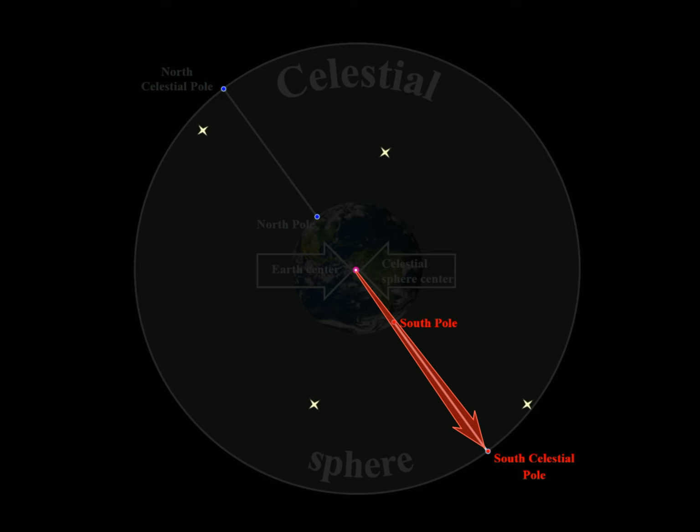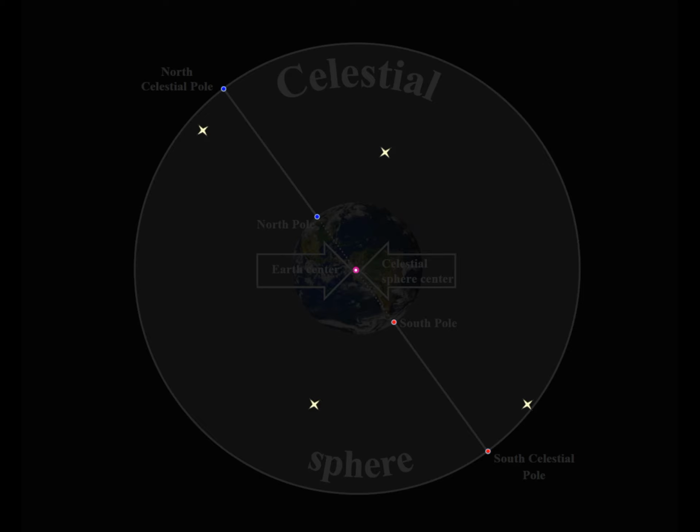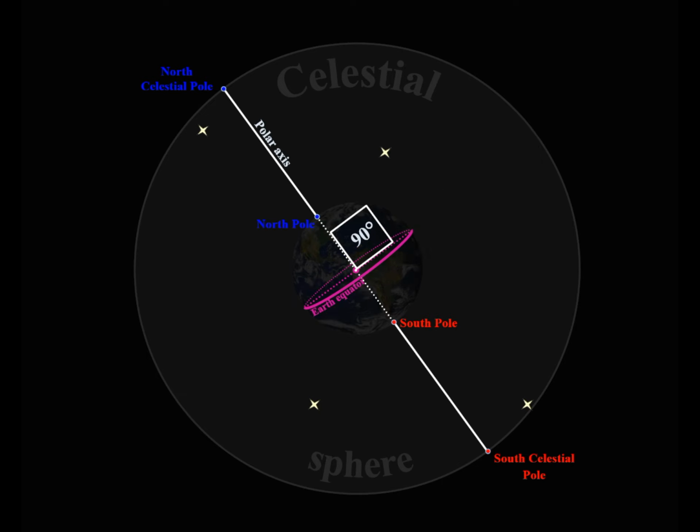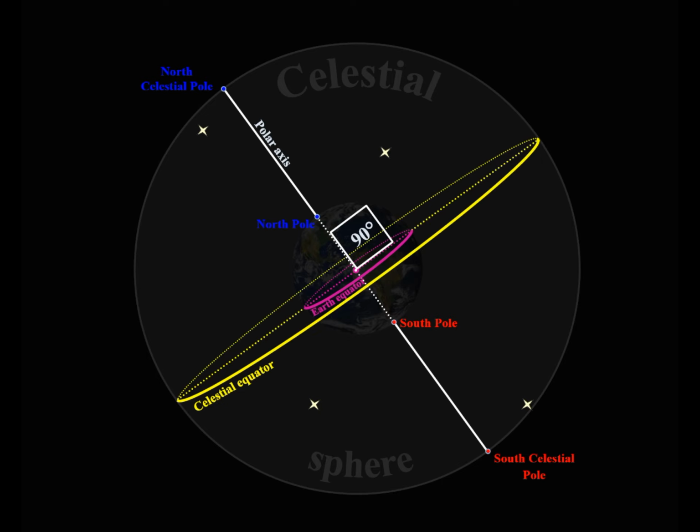North Celestial Pole, North Pole, South Pole, South Celestial Pole lie on the same line, called the polar axis. The celestial sphere has a celestial equator. The geographic equator and the celestial equator lie in the same plane and have a common center. The celestial equator is the projection of the geographic equator onto the celestial sphere.